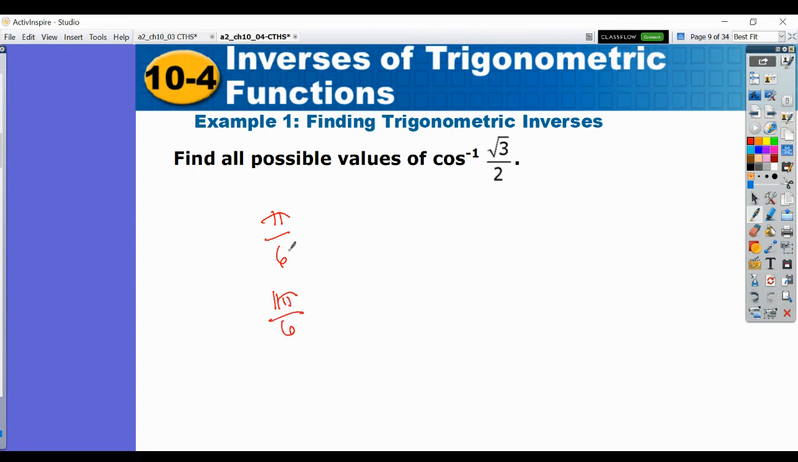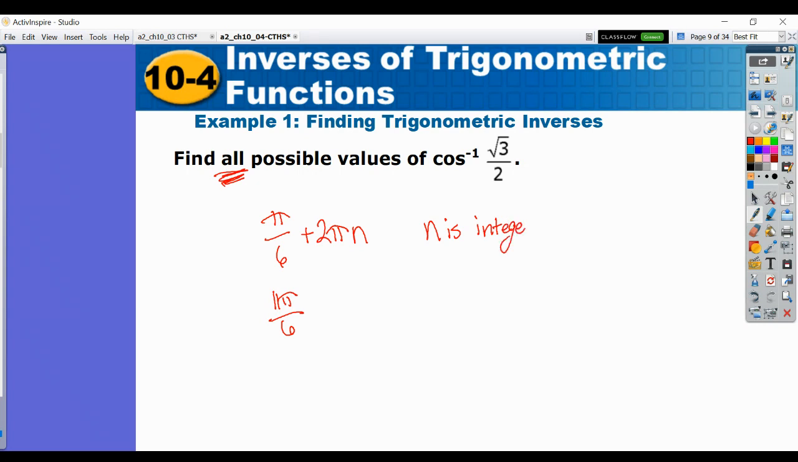But that's only 2 answers, and I want to find all possible answers. So I'm going to keep going around the circle. If I start at pi over 6 and go around the circle, that's another 2 pi. So I could just add 2 pi to that answer, and I could do that over and over again. So instead of writing this over and over again, we're just going to put an n here, where n is an integer.